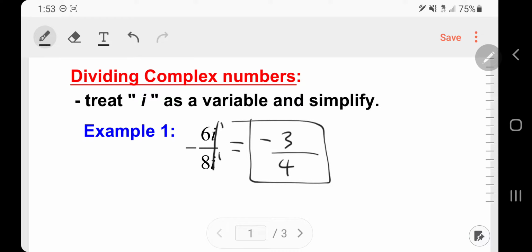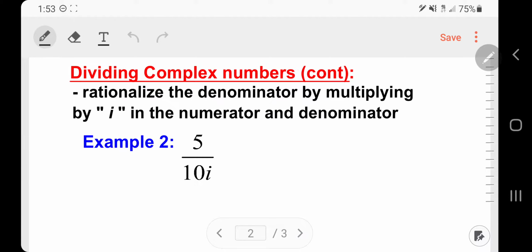All right, now let's take a look at one where we'll have to actually rationalize our denominator. Okay, so here we have 5 over 10i. Now, again, i represents the square root of negative 1, meaning we have a square root in our denominator, which we're not supposed to have. So what we're going to do here is rationalize this by multiplying the top and bottom by our radical, or our i. Okay, so 5 times i is going to give me 5i in the numerator. And then 10i times i is going to give me 10i squared in the denominator.